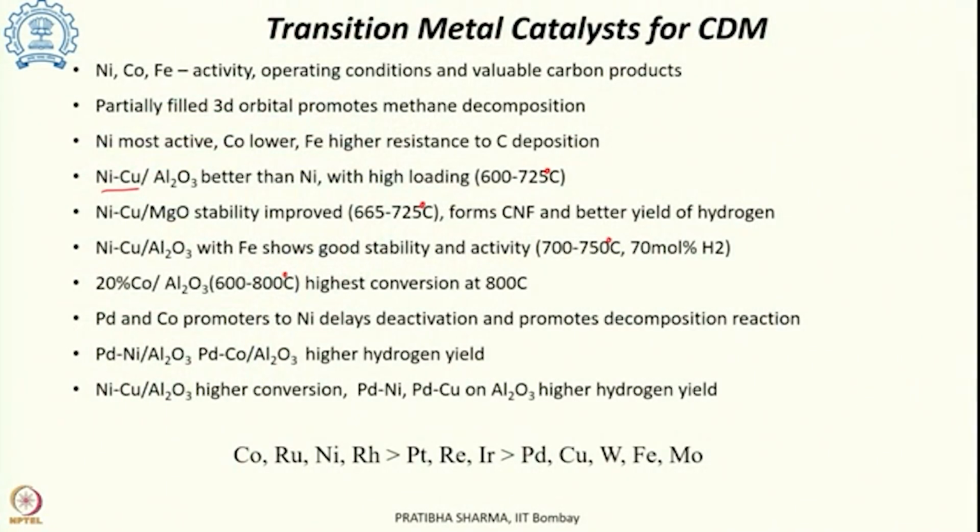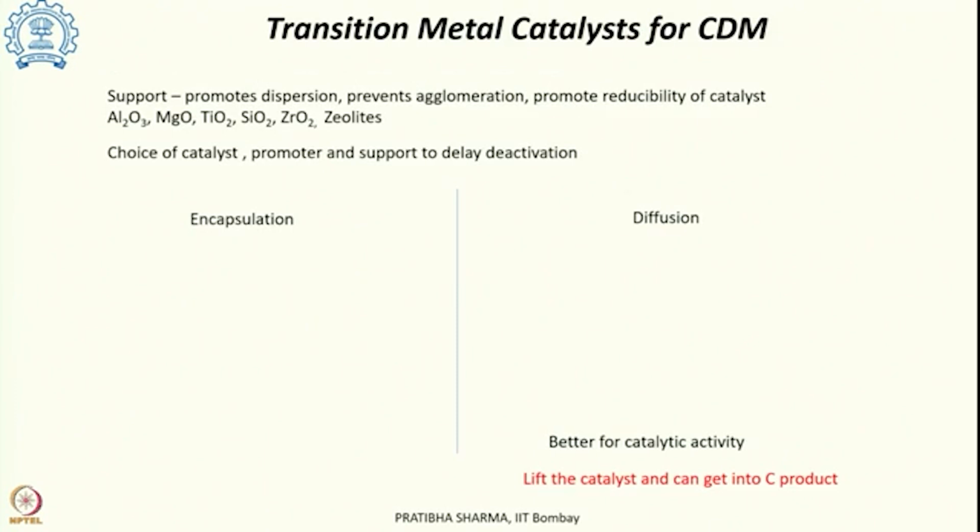Now, if we look at the order of activity of the various metals, then we can see that cobalt, ruthenium, nickel, rhodium have an activity higher than platinum, rhenium, iridium, and that is even higher than palladium, copper, tungsten, iron and molybdenum.